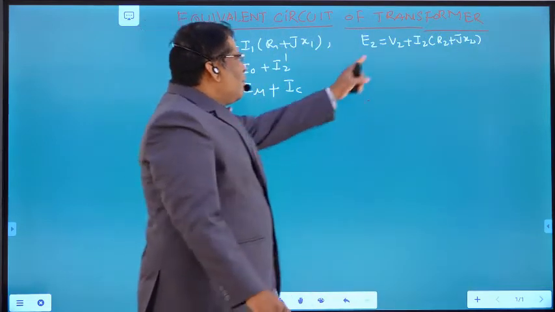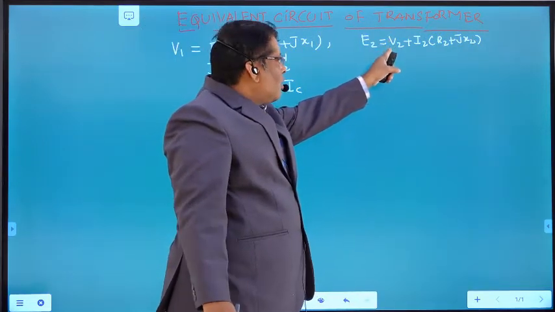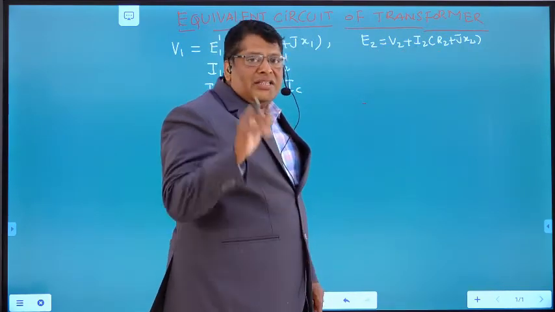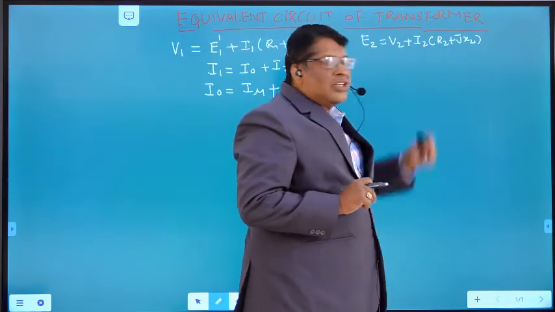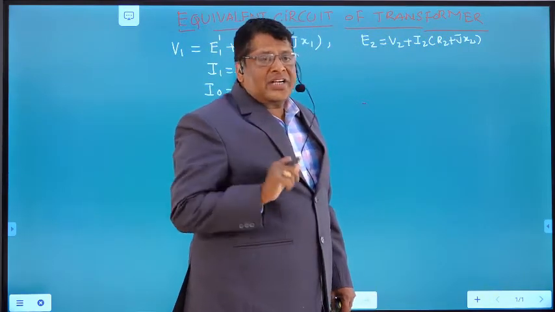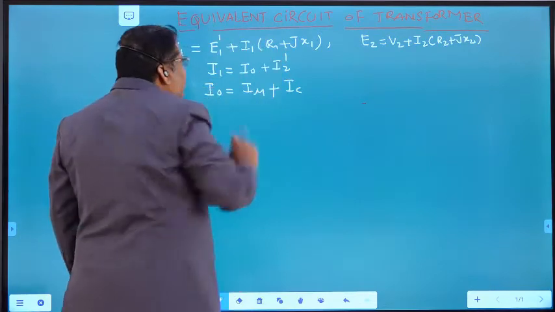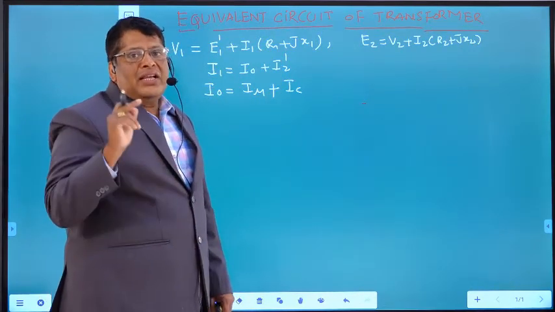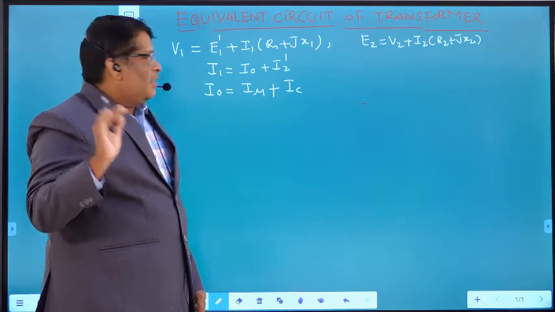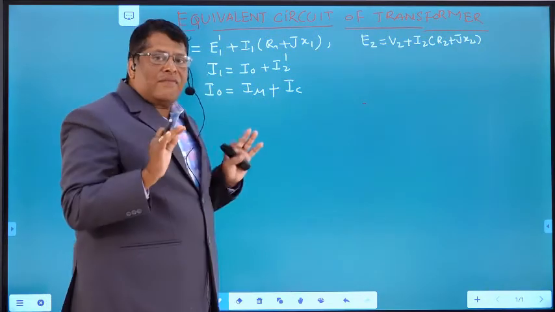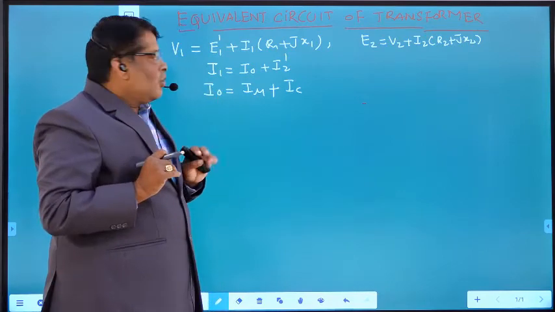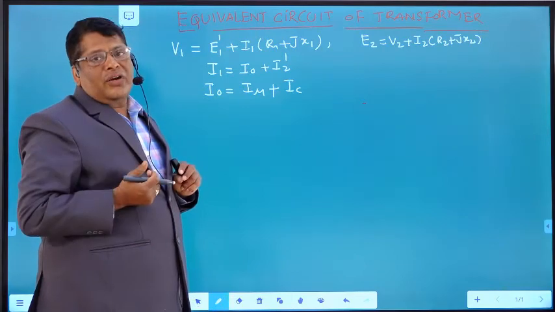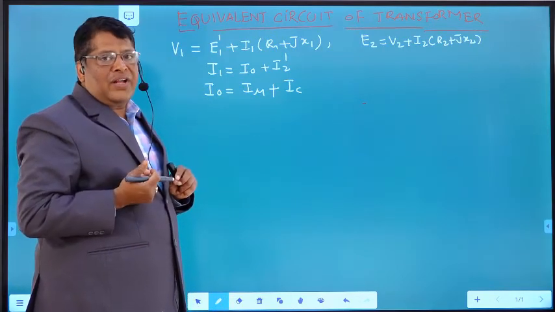Here V2 is the voltage across the load, I2 is the secondary current, R2 is the resistance of the secondary winding, and X2 is the leakage reactance of the secondary winding, whereas R1 is the resistance of the primary winding and X1 is the leakage reactance of the primary winding. These are the equations we got from the phasor diagram. Based on these equations we are going to develop the equivalent circuit of a transformer.